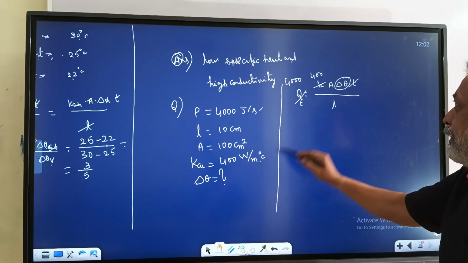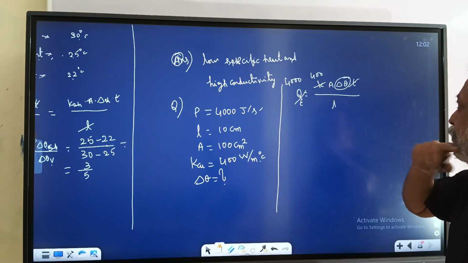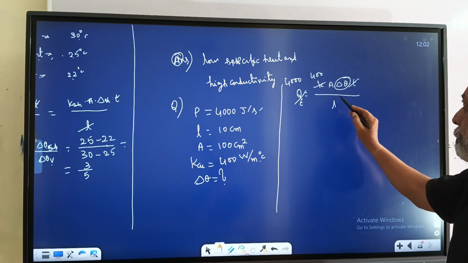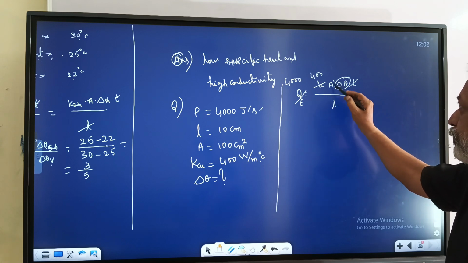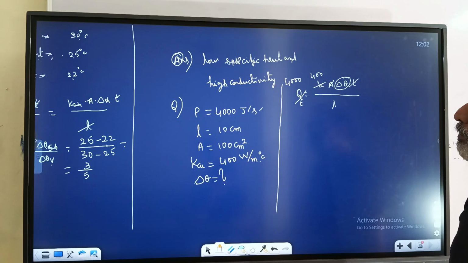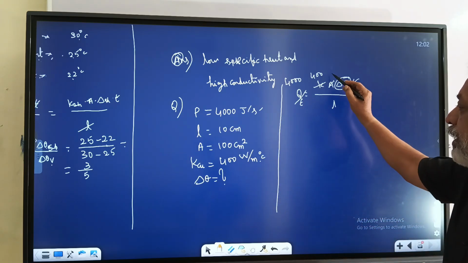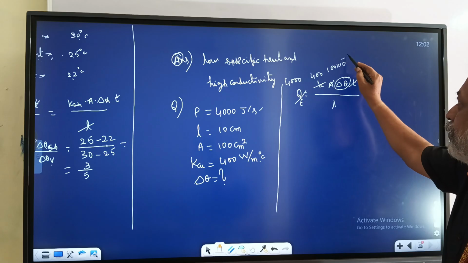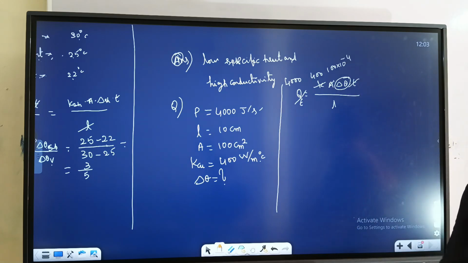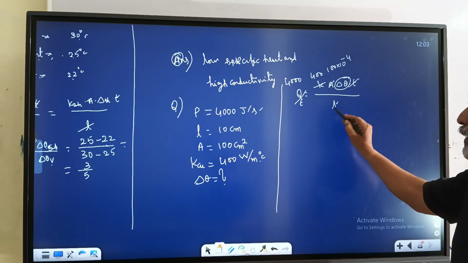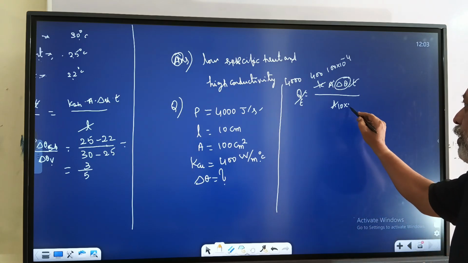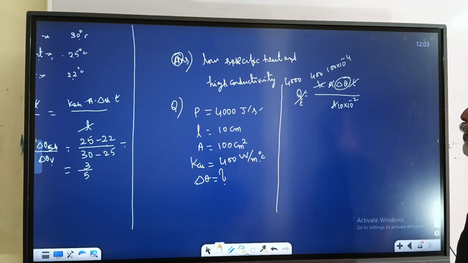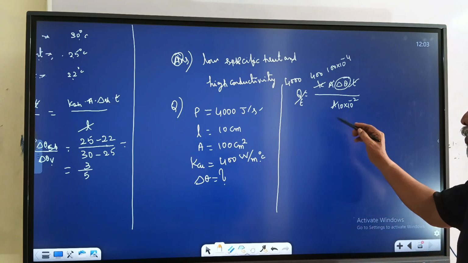400 watt per degree centigrade. Degree centigrade cancelled. Now areas are given. So area is given as 100 centimeter square. That means convert into meter. 100 into 10 to the power of 1 centimeter square is equal to 10 to the power minus 4 meter square. Now length is given in centimeter, so I can write it as 10 into 10 to the power of minus 2. Okay, now do the calculation.